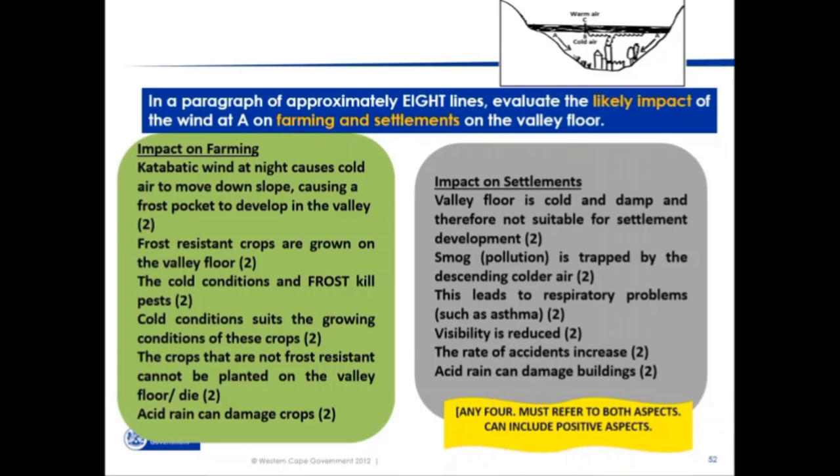Then, a paragraph of 8 lines on the likely impact of wind A. Now, I need to go to my picture, the picture on page 13, sorry boys and girls. So we have wind A on farming and settlements on the valley floor. What is the impact of that wind on farming and settlements on the valley floor? Katabatic winds at night cause cold air to move down the slope, causing frost pockets in the valley. Frost pockets are very harmful to your crops, so you will make sure that you plant frost resistant crops.